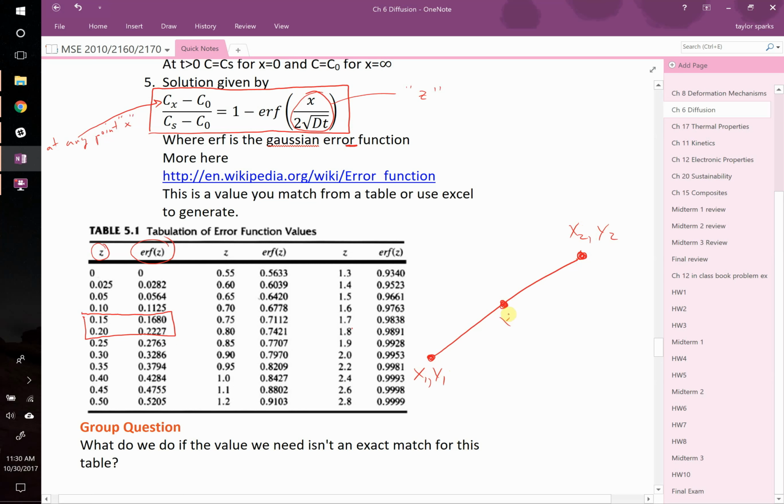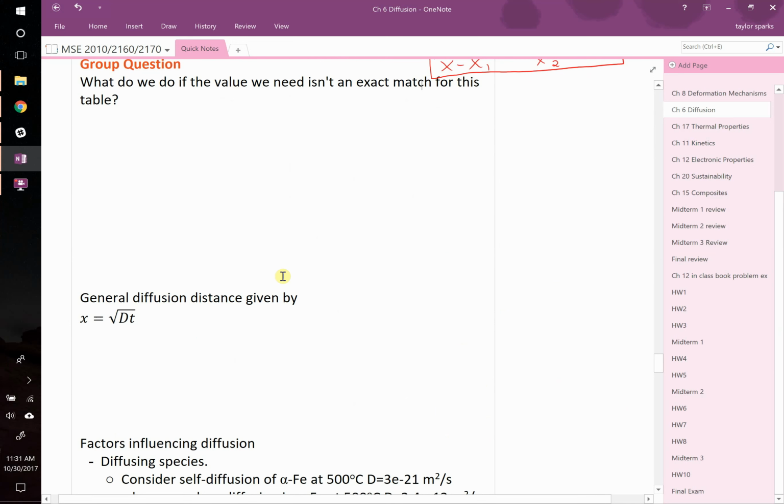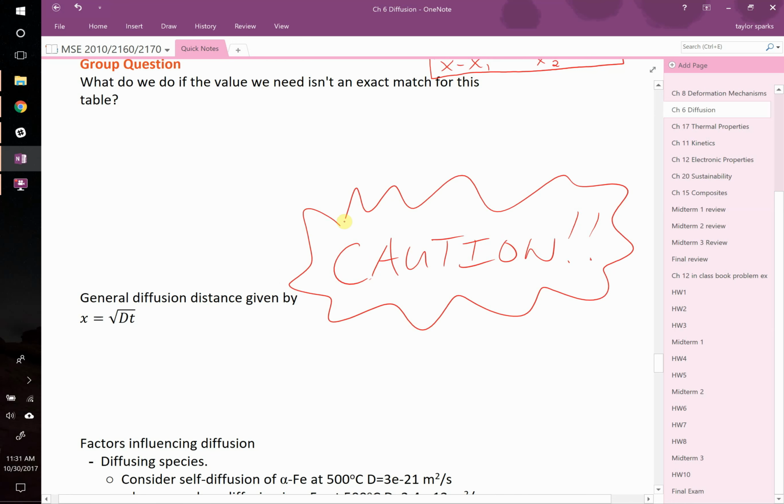Now there is something else that I'd like to cover before time gets short today, and that's this idea of a general diffusion distance. But I'm going to preface this by saying caution. Definitely, people make mistakes on this every year. This general diffusion distance is just a back of the envelope approximation, right? This is just an approximation. It's basically like saying the average diffusion distance is going to be the square root of D times t.